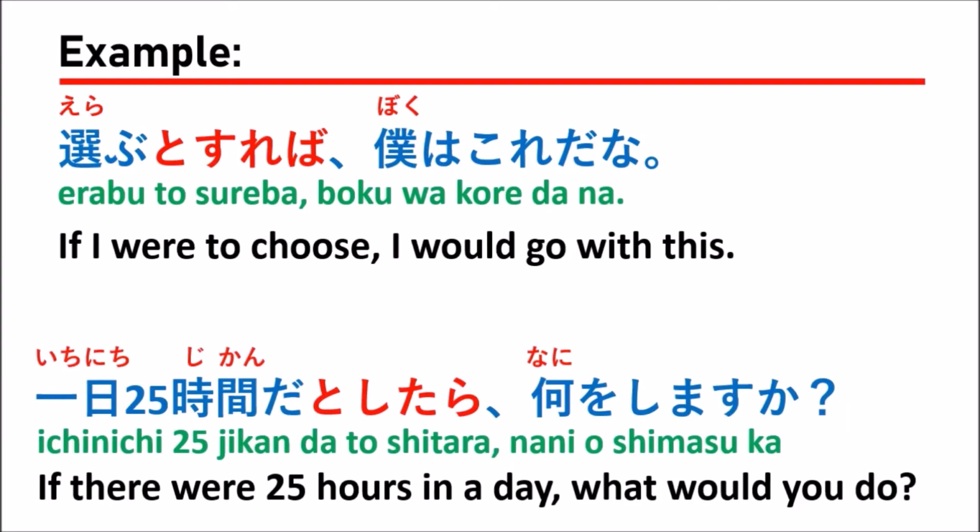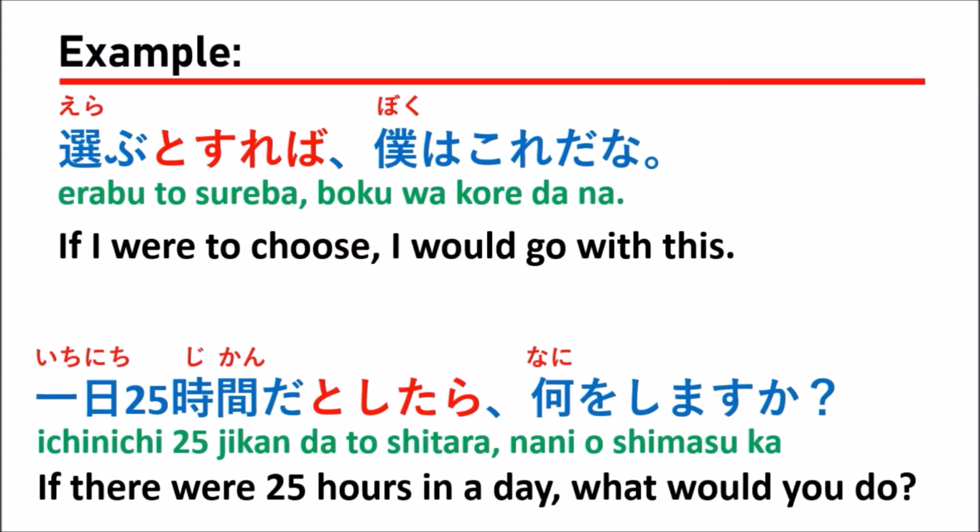Let's consider the first example here. In the first example, they use the verb 選ぶ with the grammar TOSUREBA, right? When you use the verb, it can be the causal form. In this case, it is in the dictionary form, so no problem for this one. 選ぶとすれば means that if I were to choose, right? 僕はこれだな。I will go with this, or I will choose this one, something like this.